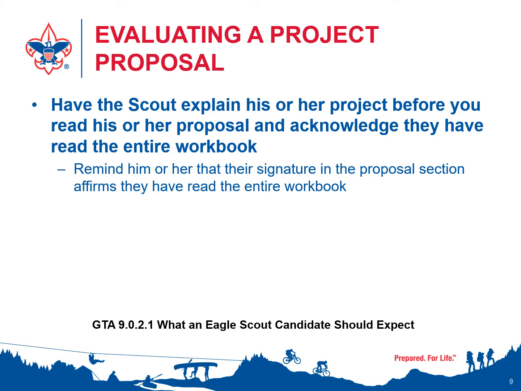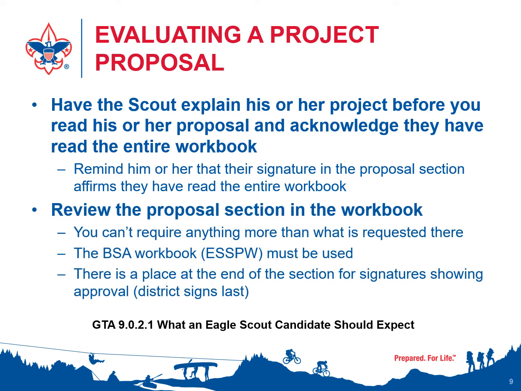Remind them that they should have read the workbook. If they haven't read the workbook, then you might want to have them take 5 minutes and read the workbook right then and there, because it just answers so many issues that come up during this whole process. As you're reviewing the proposal sections, what you need to do is make sure that the proposal meets the 5 tests that we're going to show you further on in this presentation. You can't require anything more than what is requested in the proposal section. So you can't ask for any additional information other than what is being asked for in the proposal section.